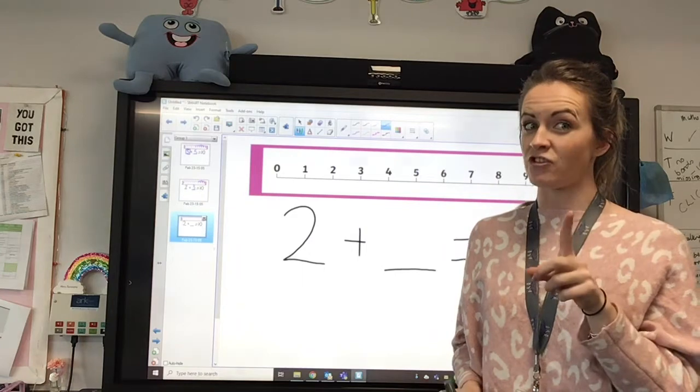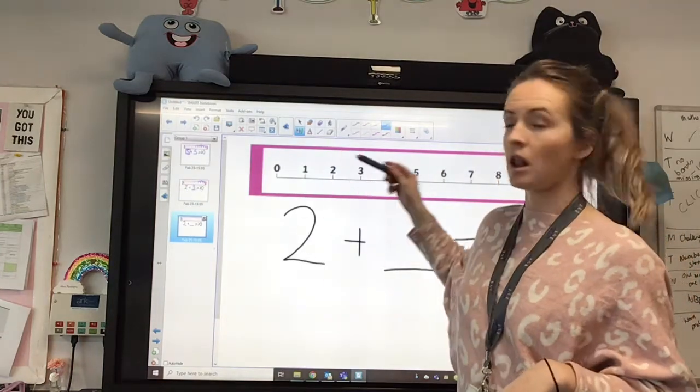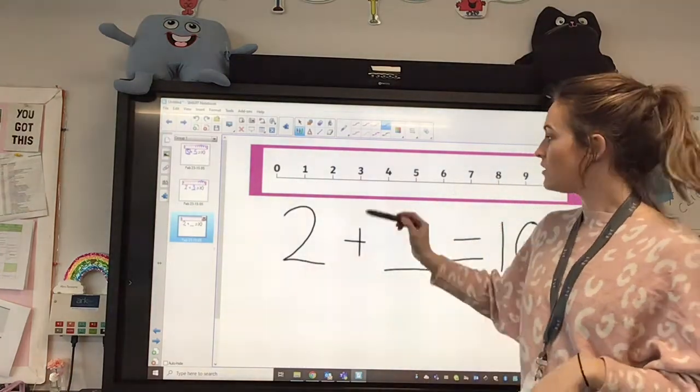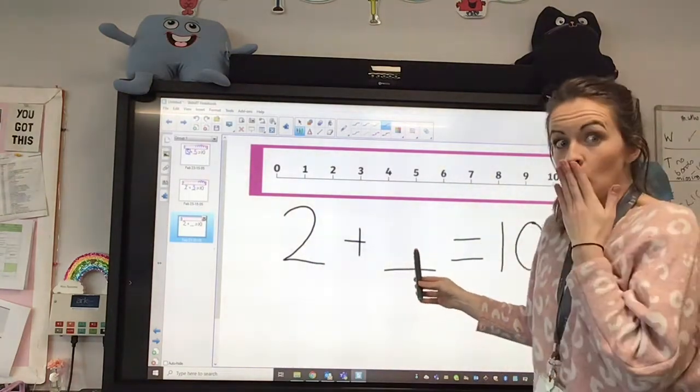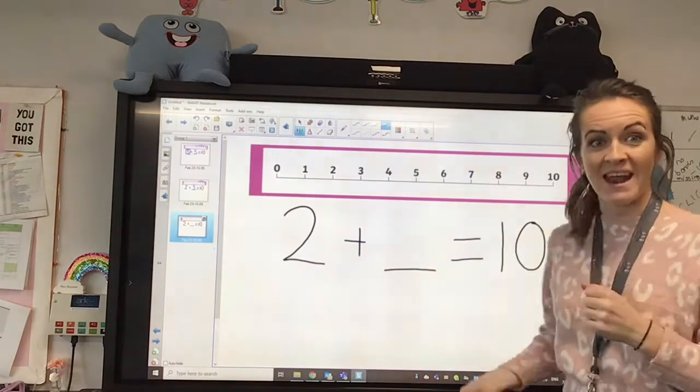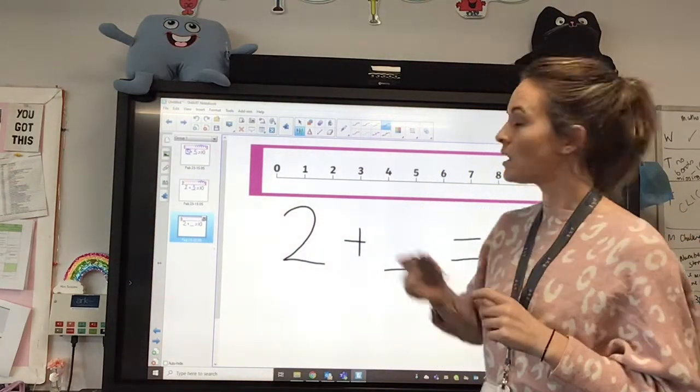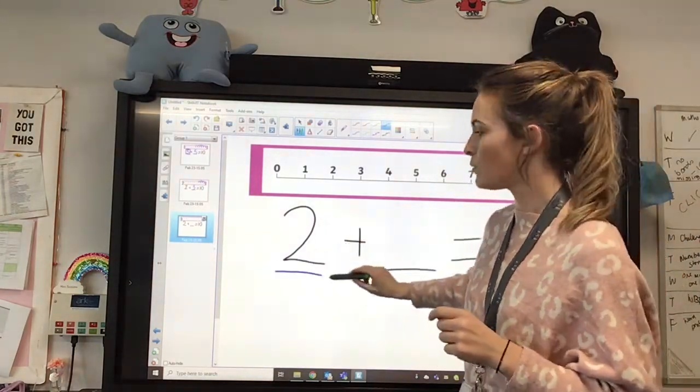Now, this is a bit of a trickier one because we're starting a lot further down our number line. So, again, what's our first number? So, we've got 2, add something, wonder what that something is, equals 10 again. So, we're still making 10. So, we're going to start with our first number. What was our first number?